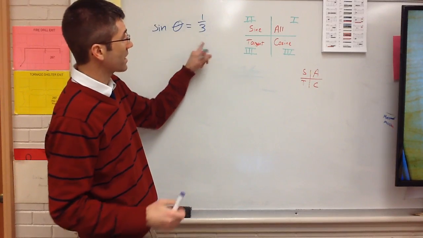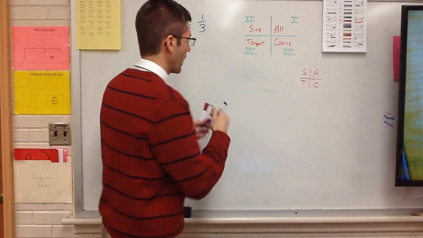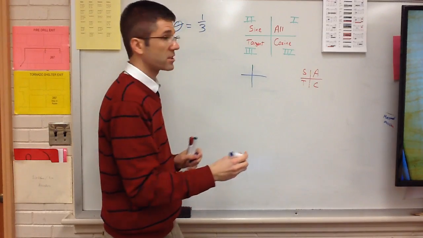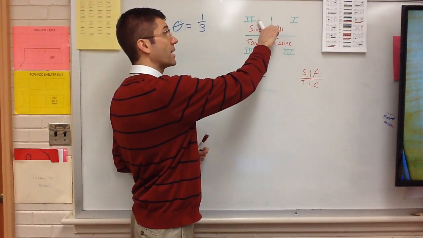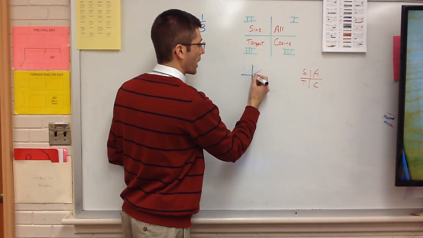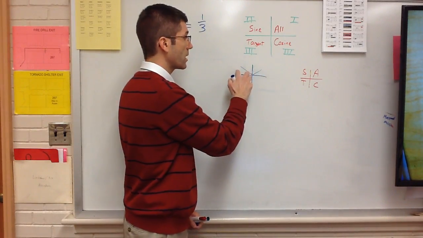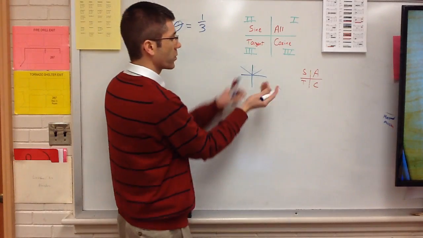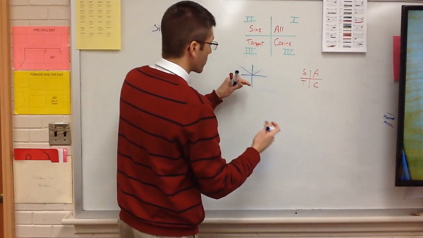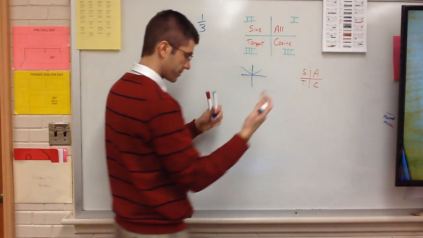I'm looking for where sine is positive. So in my head, I know this much. I know sine is positive here where they're all positive and here. So quadrant 1 and quadrant 2. I'm going to have two answers, and they're going to be here and here. One of the answers will be between 0 and 90 degrees. The other one will be between 90 and 180.